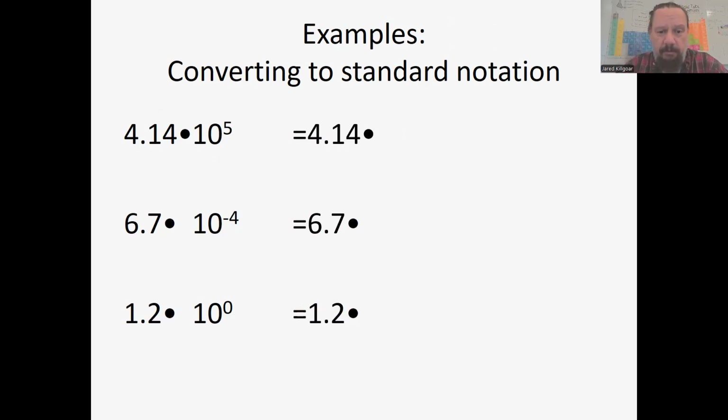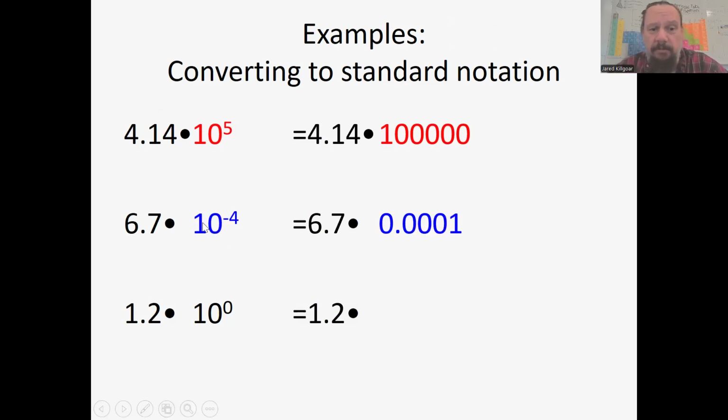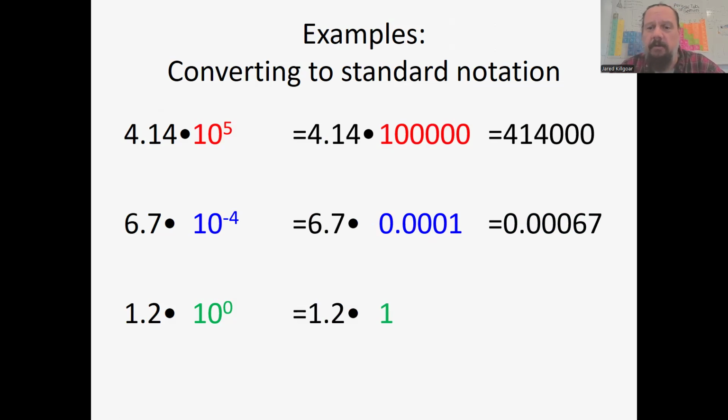The examples are 4.14 times 10 to the 5, 6.7 times 10 to the negative 4, and 1.2 times 10 to the 0. First one, you're multiplying by 10 five times, or 100,000. And this one, you're multiplying by 1/10,000th. This last one, you're multiplying by 1, because 10 to the 0 is 1. And here we go. Let's get those nice and easy. 414,000, 0.00067. And last one, 1.2.